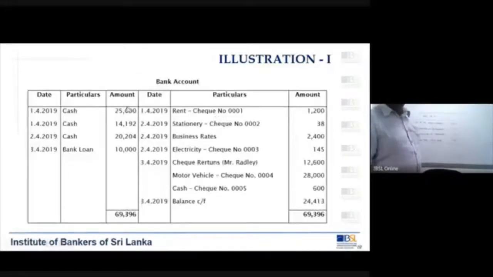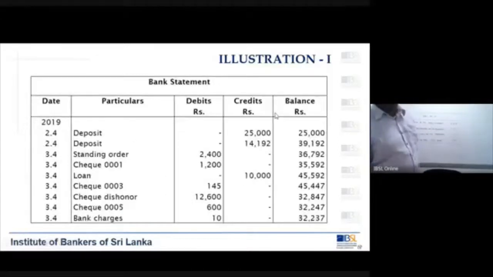So 25,000 is available, 14,192 is available, 10,000 is available. What is missing? 20,204. And when you go to the bank statement, you saw 25,000 marked, 14,000 marked, 10,000 marked. So all items have been marked here. Okay. Now let's do the reverse of it.